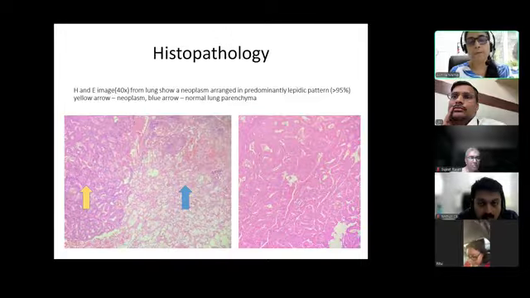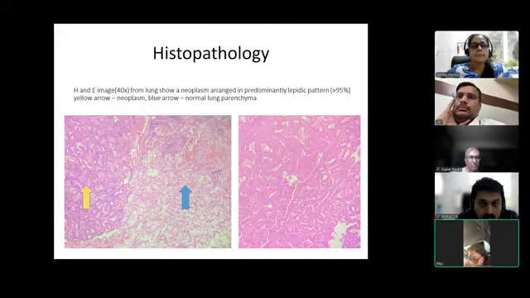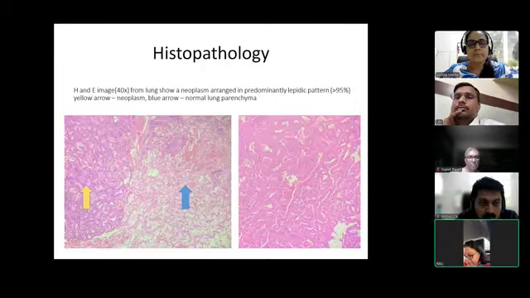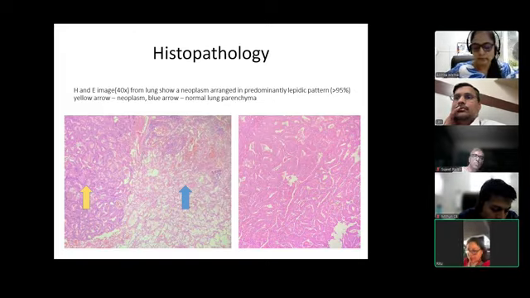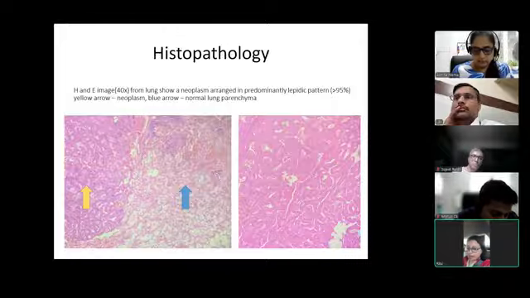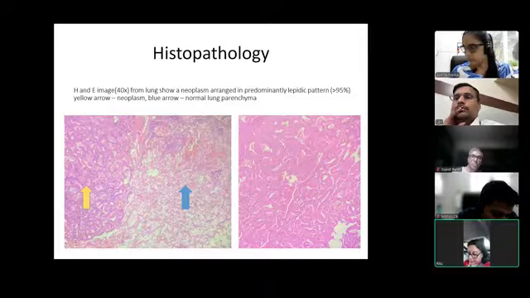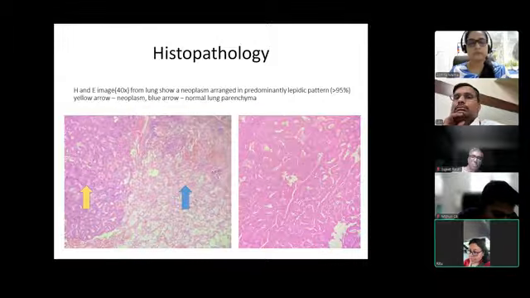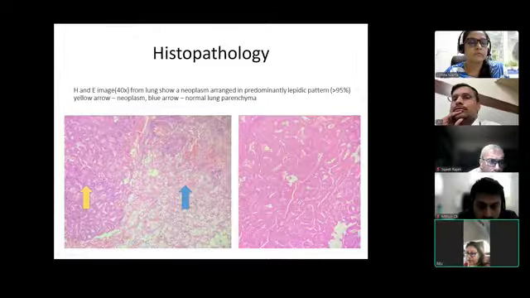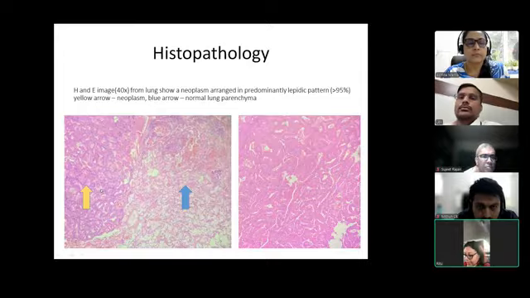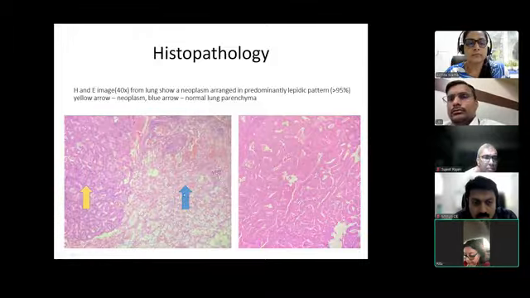This was the report of that particular specimen. Ritu madam, if you are there. Yes. In this section on the left-hand side there is lepidic carcinoma. The lepidic carcinoma characteristically arises abruptly from the normal alveolar wall and extends along the alveolar wall. On the left with the yellow arrow you can see the lepidic carcinoma extending along the alveolar spaces, and on the right, the blue arrow is the normal lung.